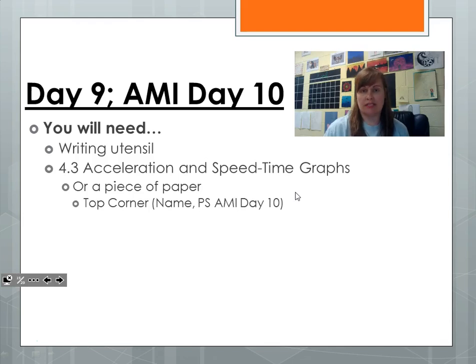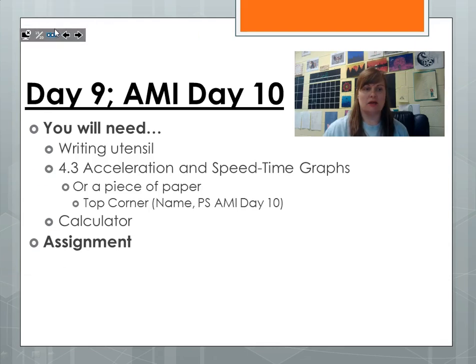If you work them on a separate piece of paper, make sure top right-hand corner, write your name and PS, which is physical science, AMI day 10. And then you'll need a calculator. You can also use your calculator on your phone if you do not have a calculator like we have at school, nothing really fancy.